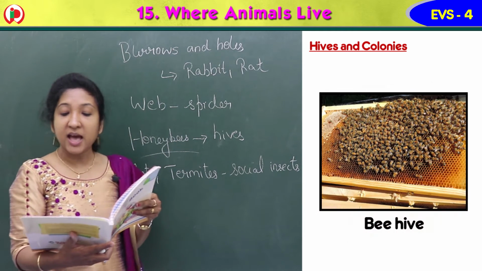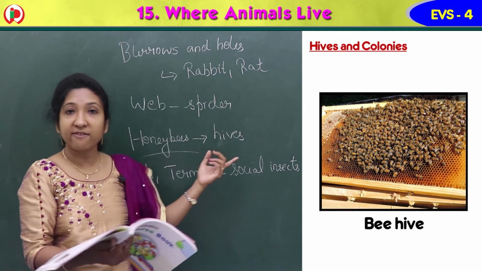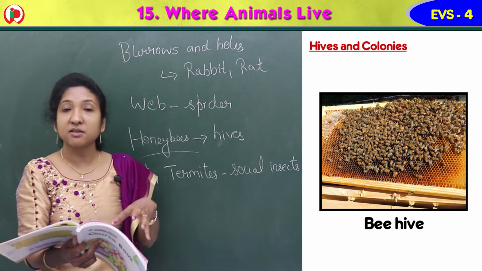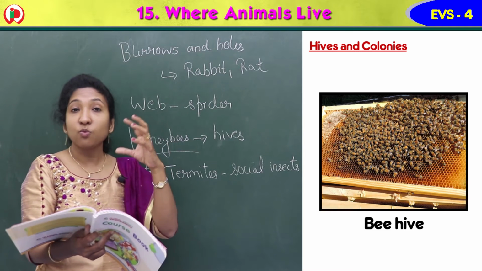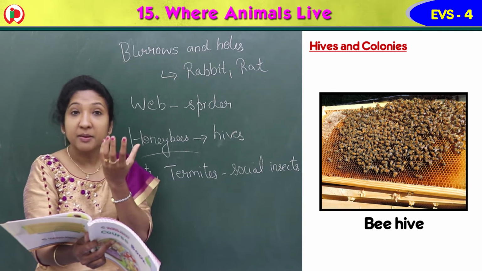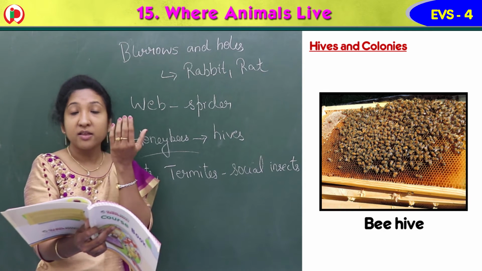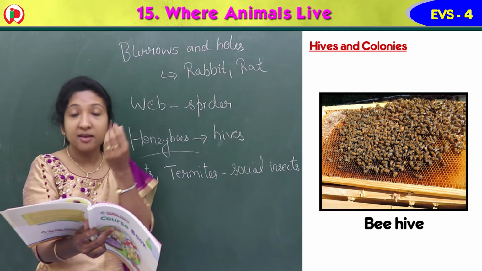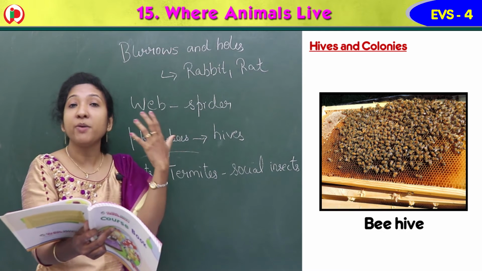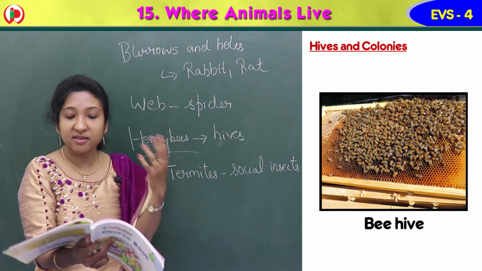Bees build hives with wax. So honeybees live in hives, isn't it? How do they build these hives, their home? With wax, a kind of yellowish substance produced by the honeybee. Yellow color, you have seen honey, isn't it? So using that wax, they build their home, the hive. So bees build hives with wax, we say.